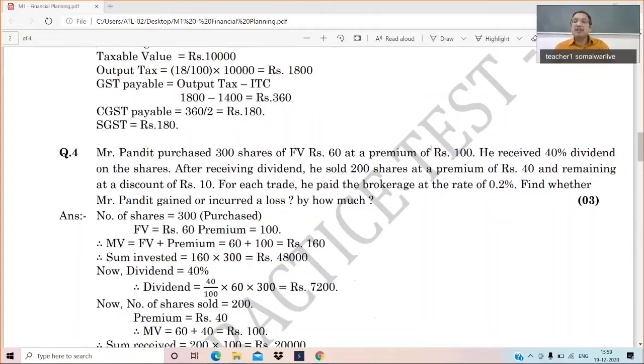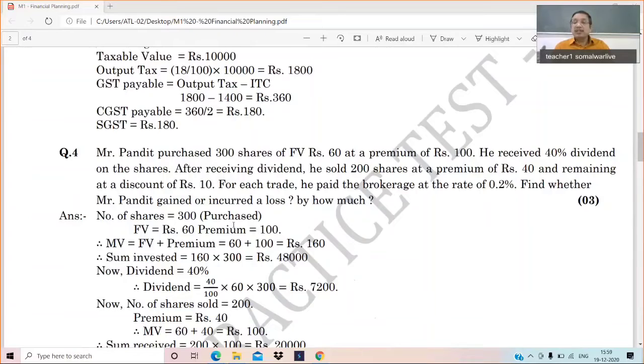Meaning, earlier the premium was rupees 100, and it came to rupees 40. Meaning the market value of the share was decreasing. Then the remaining at a discount of rupees 10. Again, the falling of the share's market value was still continuing. So he sold the remaining shares when he got a discount of rupees 10. For each trade, he paid brokerage at the rate of 0.2%. And you know, brokerage is always calculated on market value. Find whether Mr. Pandit gained or incurred a loss and by how much.